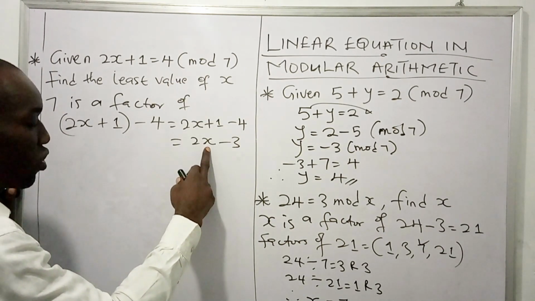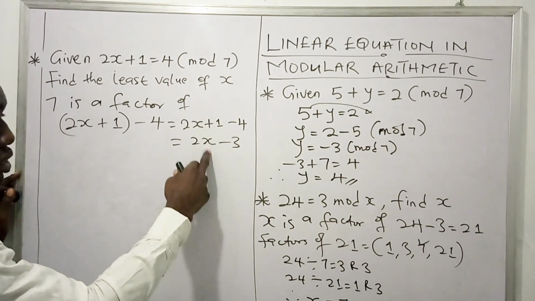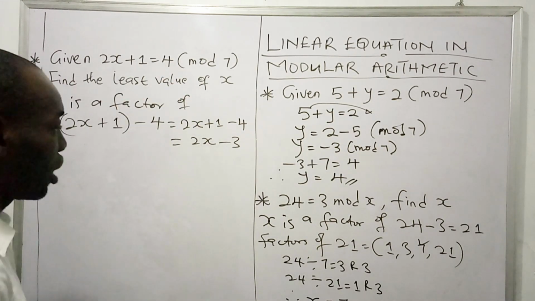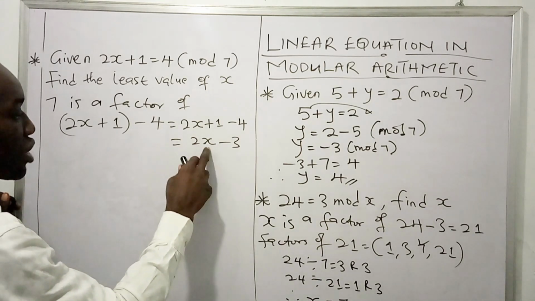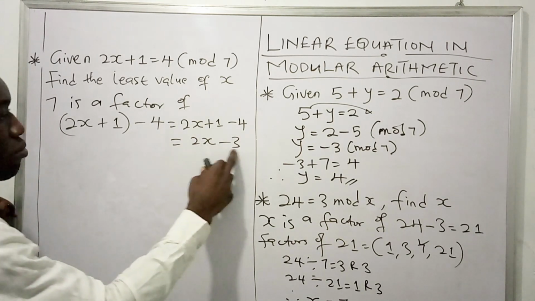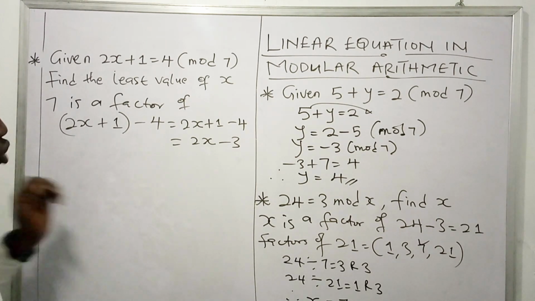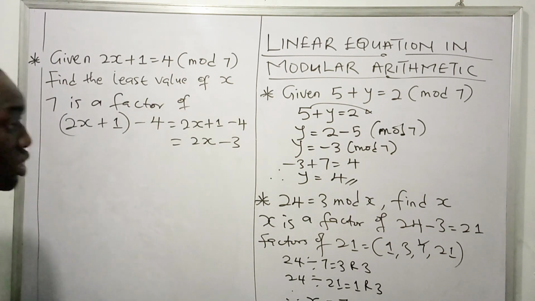If we use 4, 2 times 4 will give us 8. 8 minus 3 will give us 5. Equally, 7 cannot be a factor of that. Now, if we use 5, 2 times 5 is 10. 10 minus 3 will give us 7. And you agree with me that 7 is a factor of itself.